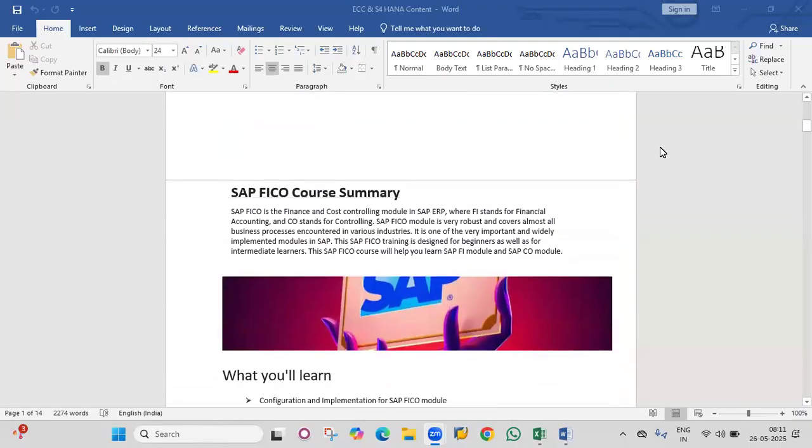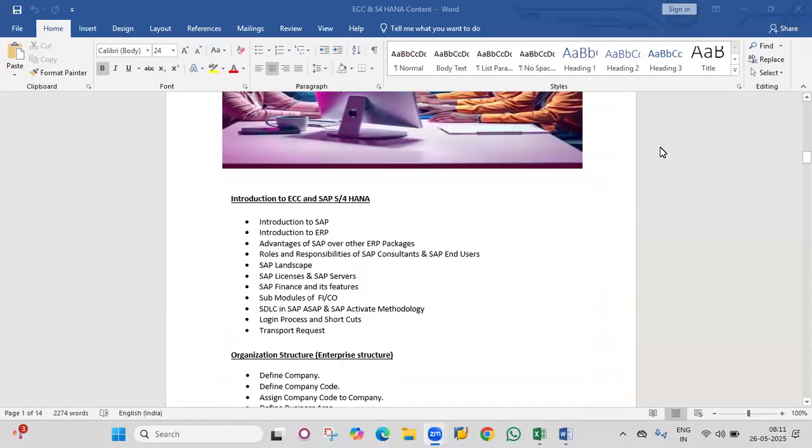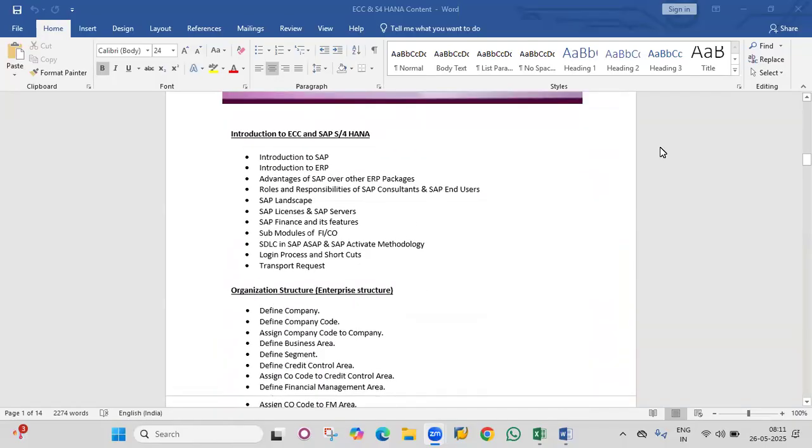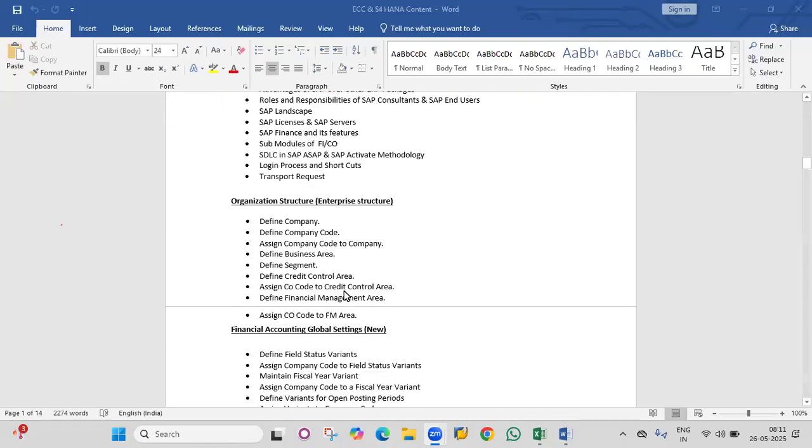Content, what we are going to do. We are going to work on both the ECC system and the S4HANA system. First I'll be taking up ECC and then S4HANA. In the basic understanding, we'll be learning about SAP landscape, introduction, advantages, and roles and responsibilities. We'll also see SAP licenses, servers, and functionalities. All these things we are going to see as part of the introduction.